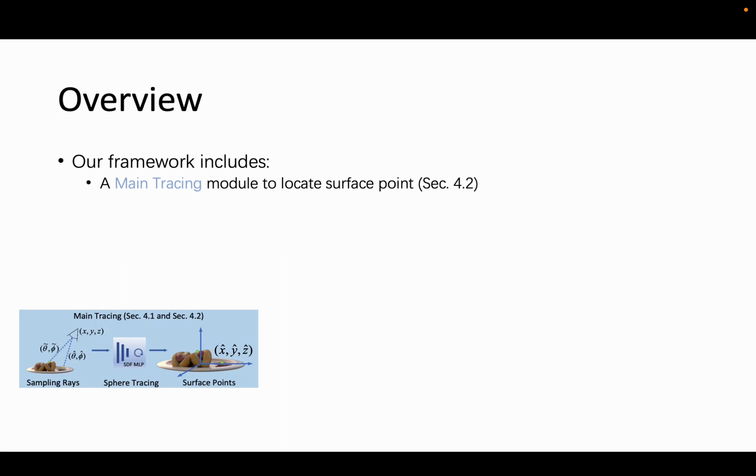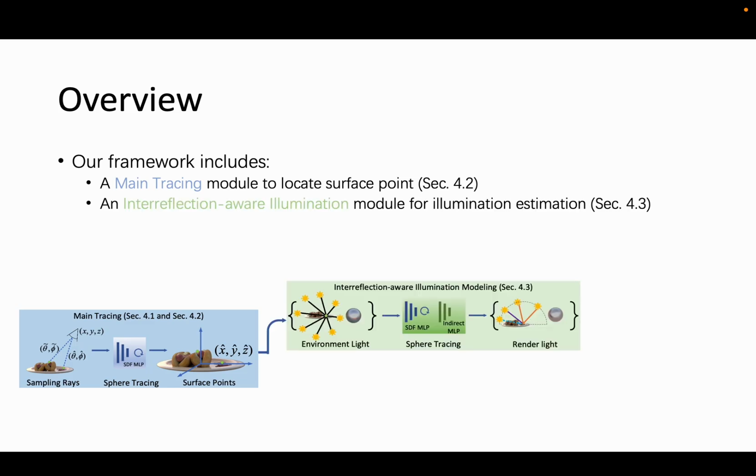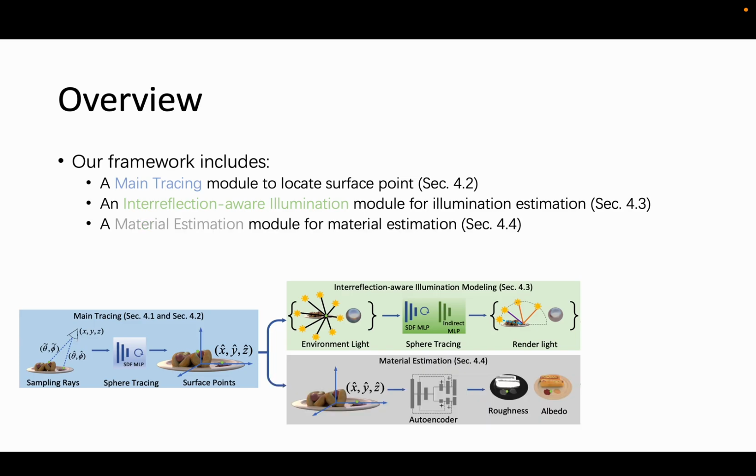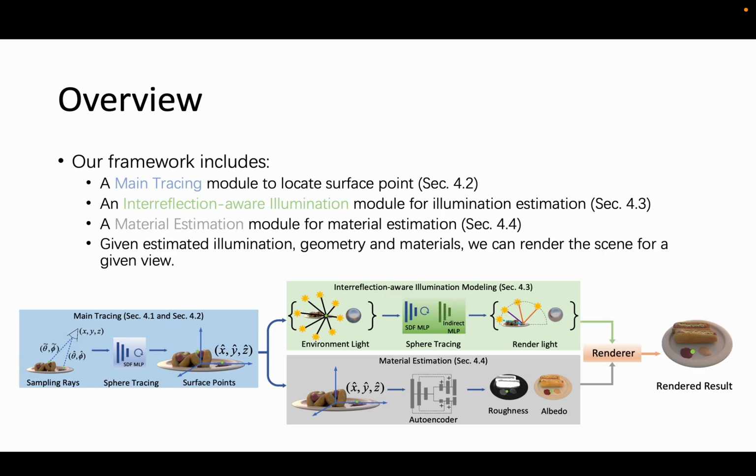Given the camera parameters of a scene, we first sample rays, and locate surface points hit by the rays by a main tracing module. We then estimate the illumination of the scene by a novel interreflection-aware illumination module, and the materials by a material autoencoder. Given estimated illumination, geometry, and materials, we can render the scene for any given view. By comparing the rendering with the ground truth image, the proposed framework can be self-supervisedly trained end-to-end by using multi-view images.